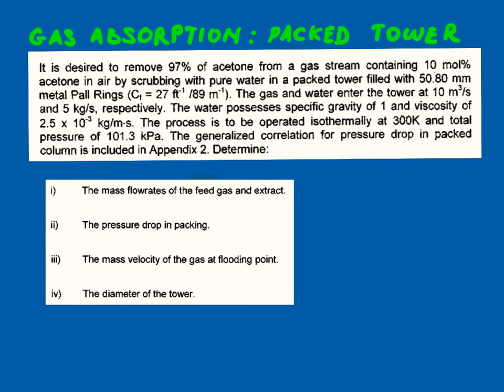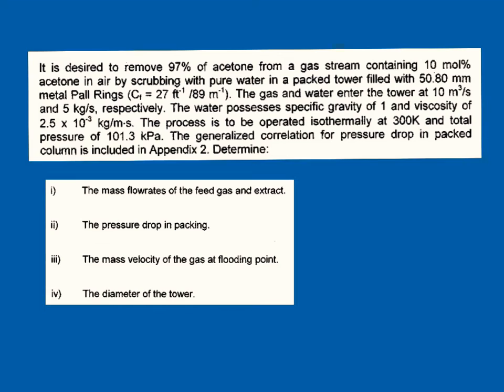The gas and water enter the tower at 10 meter cube per second and 5 kilogram per second respectively. The water possesses specific gravity of 1 and viscosity of 2.5 times 10 to the power of -3 kilogram per meter second. The process is to be operated isothermally at 300 Kelvin and total pressure of 101.3 kilopascal.